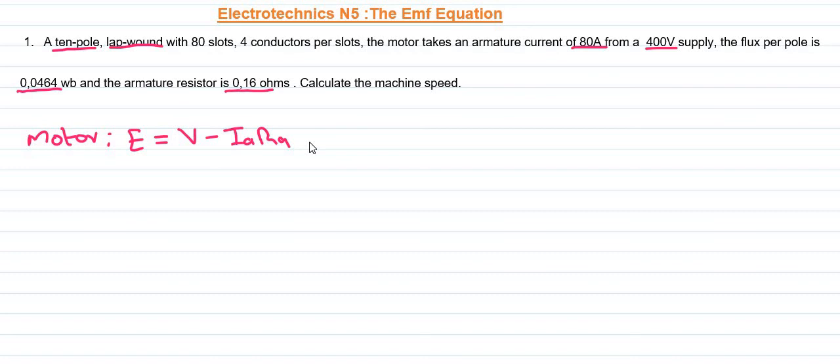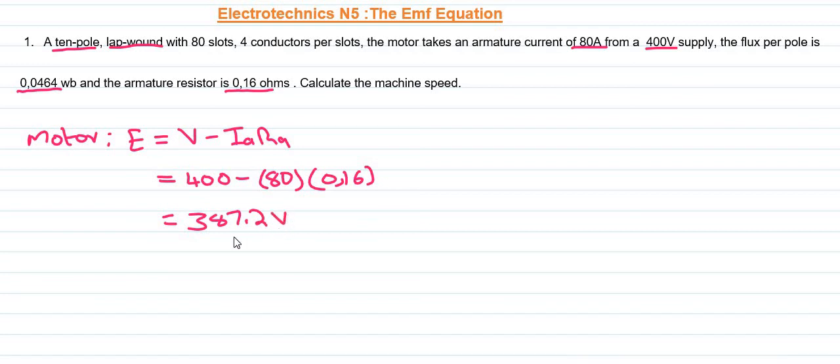So the supply voltage is 400 minus the armature current of 80 amperes multiplied by the armature resistance of 0.16. Calculating, we get 387.2 volts, which is the EMF of the motor.